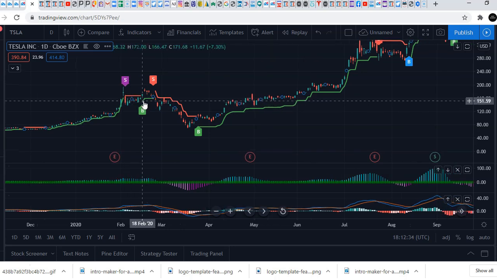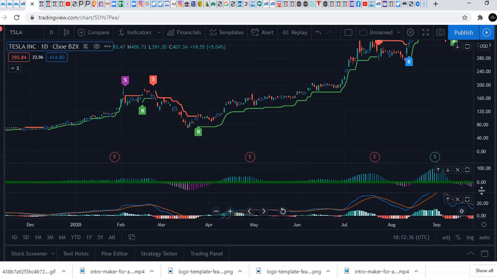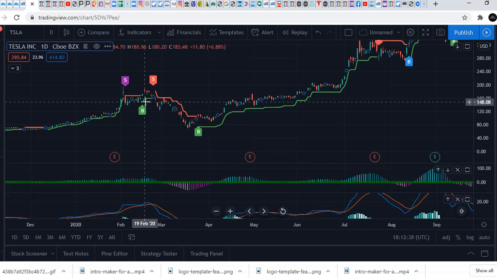A re-entry point. However, let's see what the MACD was doing when we got this. So we got the buy signal going up, MACD going up. So we would have entered here at 167. We would have got another sell signal here at 166. So we would have closed out, taking a nice little stop loss there.